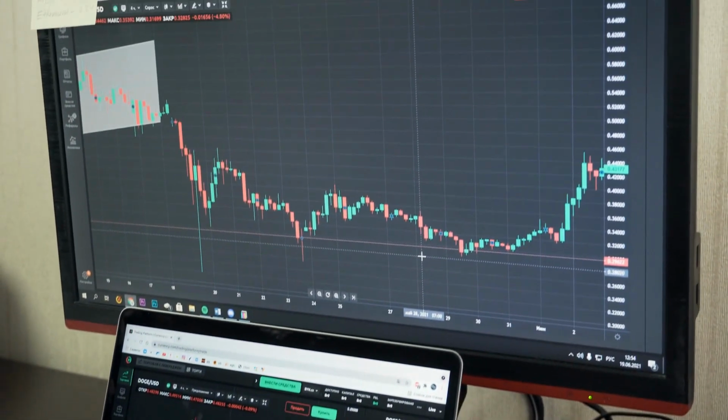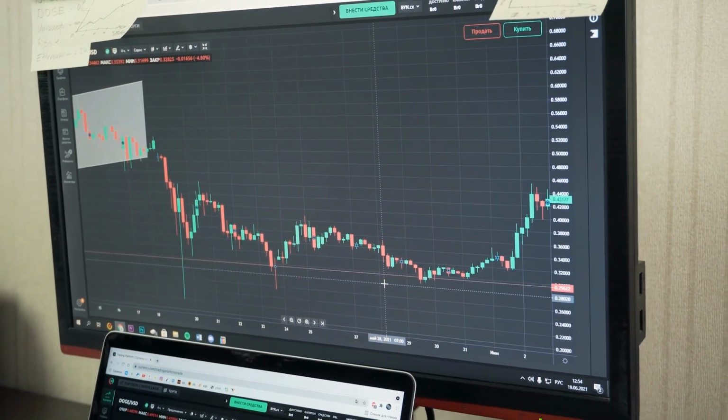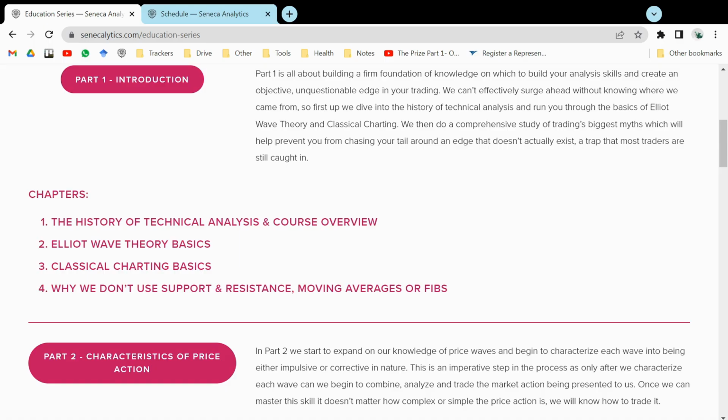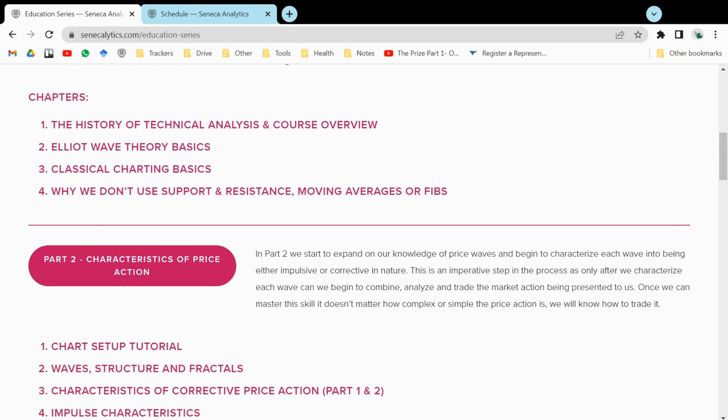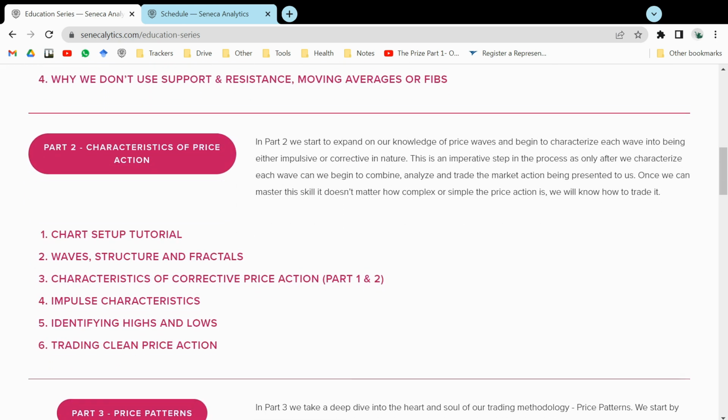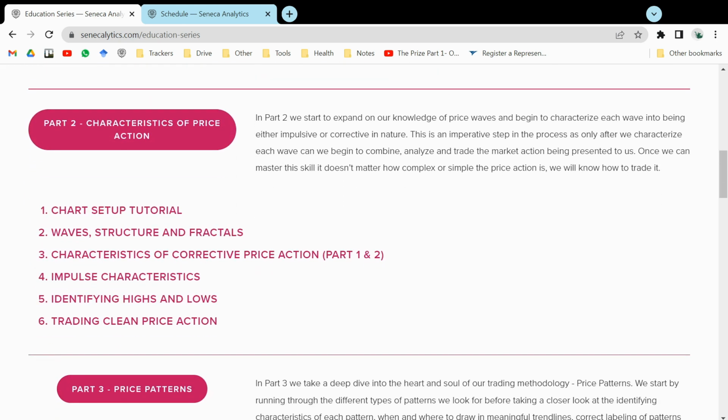So in part 1, we'll just have a quick introduction in terms of the history of technical analysis, what we're going to be covering in the course. We'll actually be taking a quick dive into some Elliott wave and classical charting, just the basics of that. That's kind of an amalgamation of what we trade with, but goes in much more depth than just the basics of Elliott wave and classical charts. And then we go into some of the reasons why we don't use support and resistance, moving averages, or Fibonacci retracements.